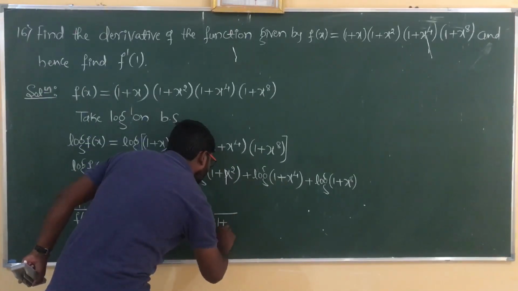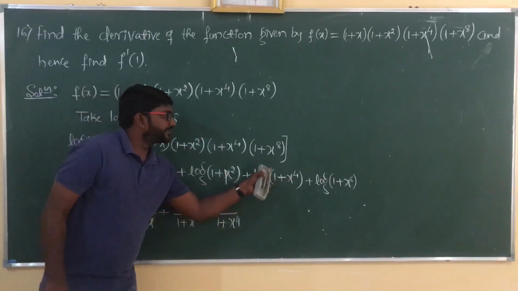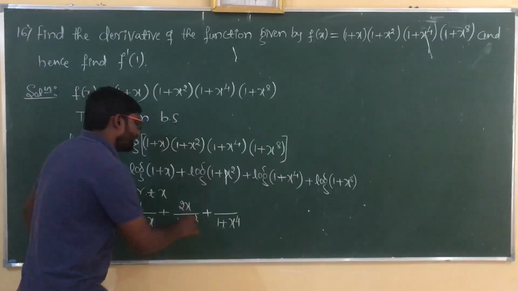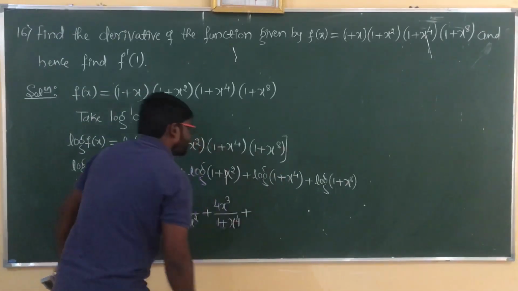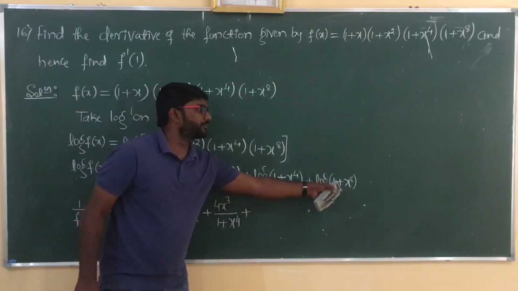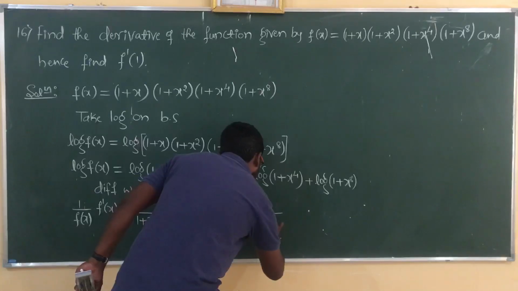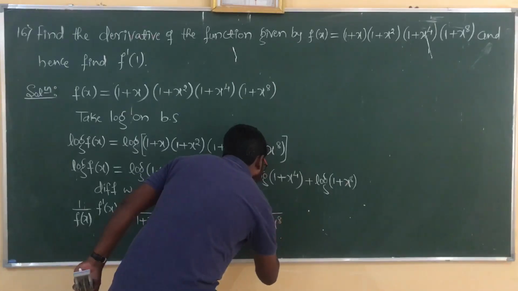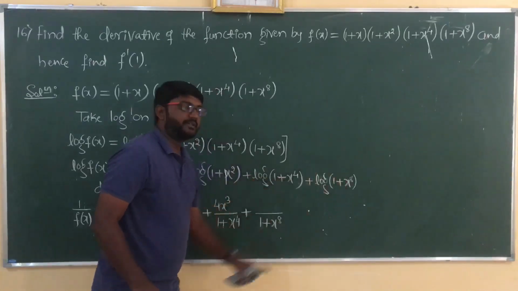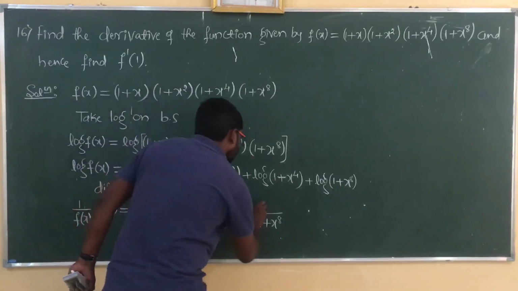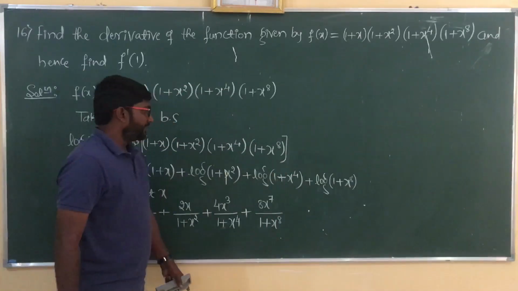Plus now again log (1 plus x to the power 4) it is 1 divided by 1 plus x to the power 4. Then derivative of the inside function will give us 4x cube. Plus now derivative of log (1 plus x to the power 8) will give us 1 divided by 1 plus x to the power 8 into d by dx of the inside function will give us 8 times x to the power 7.